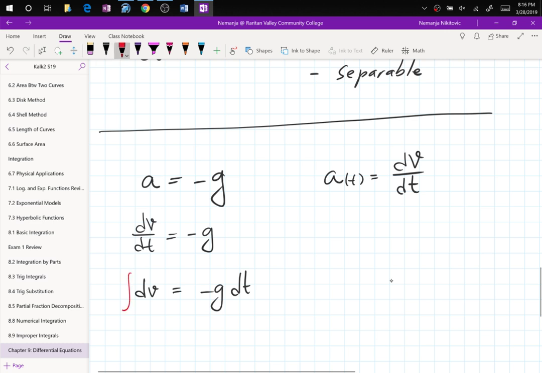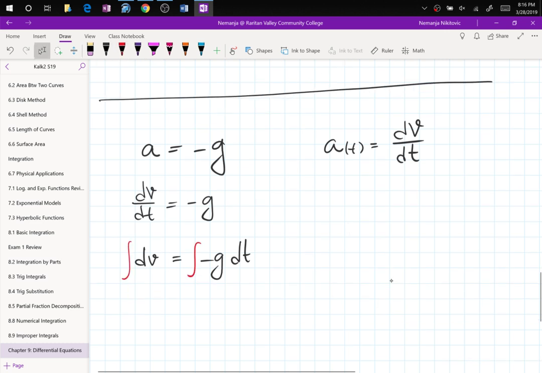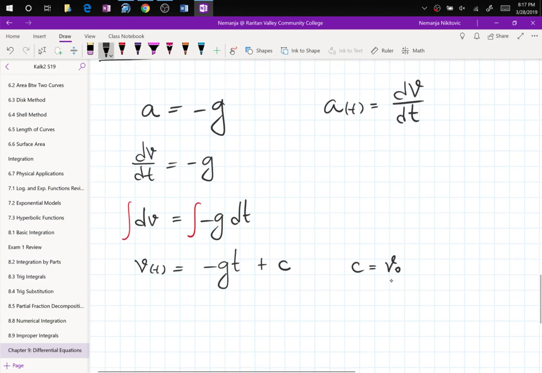Integrate both sides. And we get on the left hand side v of t is equal to negative g is a constant times t plus some constant c, and then we call that constant initial velocity. So now you have that velocity in time is initial velocity minus gt. That's for the free fall.